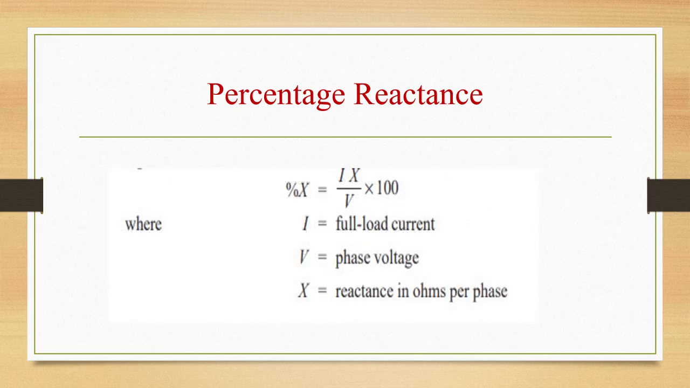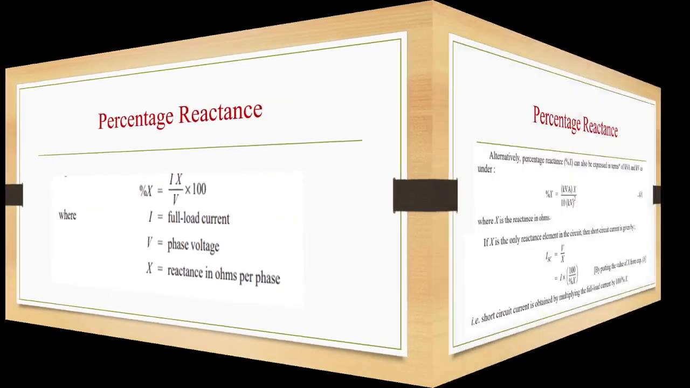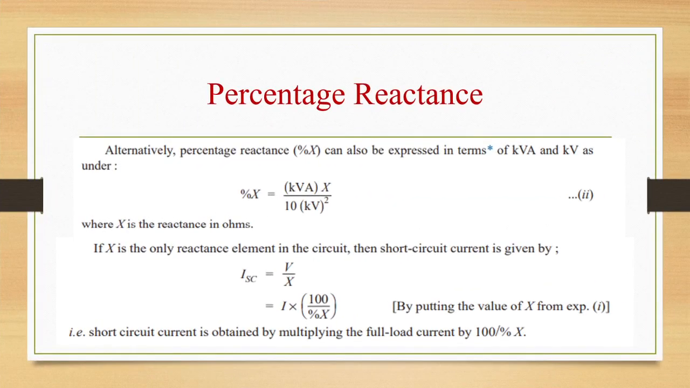In the form of an expression, we can write this as percentage X is equal to IX by V into 100, where I is the full load current, V is the phase voltage, and X is the reactance in ohms per phase. Alternatively, percentage reactance can also be expressed in terms of kVA and kV as percentage X is equal to kVA X by 10 kV square, where X is the reactance in ohms.